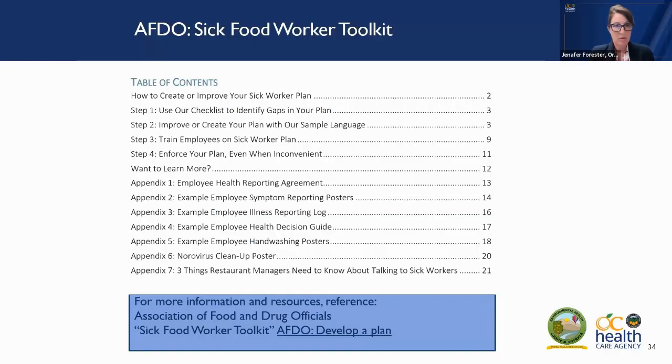This toolkit also provides information in the appendixes that can improve upon or provide information where there may be gaps in the current plan, which include employee agreements, employee symptom reporting posters, employee illness reporting logs, an employee health decision guide, as well as hand washing posters. And we will go into this a little bit in a few slides, but norovirus cleanup. And there are things to remember about talking with sick workers that can be helpful.